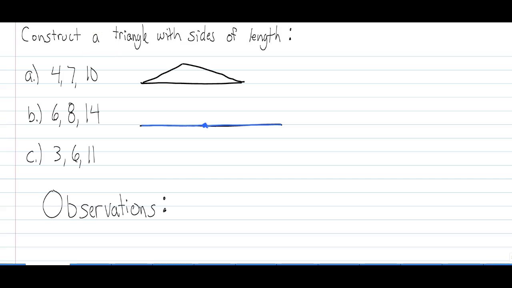And if we look at this last scenario, 3, 6, and 11, if this is the length of 11, 3 might look like this, 6 might look like that. They wouldn't even be able to reach. They don't make a triangle.